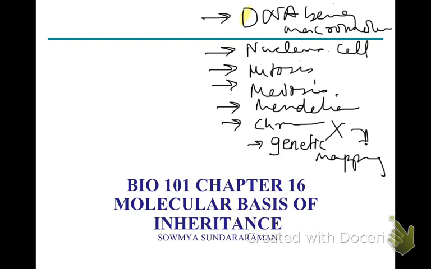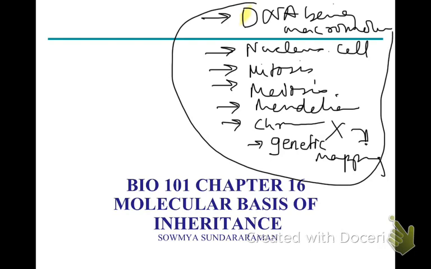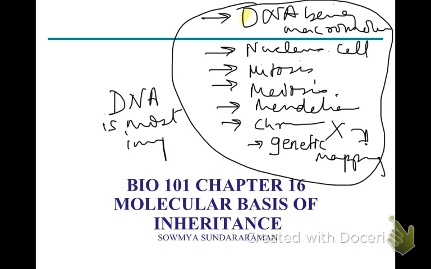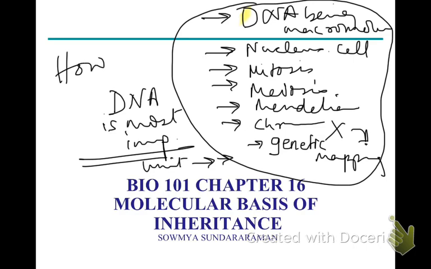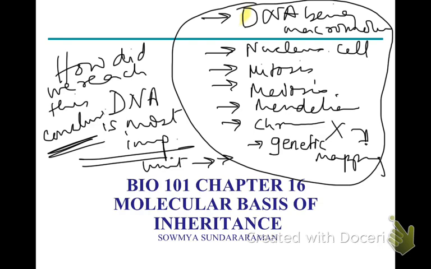Okay, so putting all of this together, the very important part in this whole story is we kind of know that DNA is the most important unit, and it is the blueprint of life, and so on and so forth. How did we reach this conclusion? Now, we reached this conclusion over a period of time.